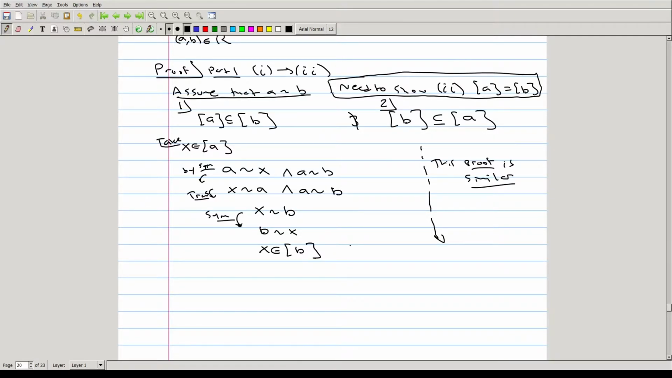So I'm not even going to go through it, but I recommend going through and understanding both. If you understand this proof, then this proof is almost the exact same thing, word for word.